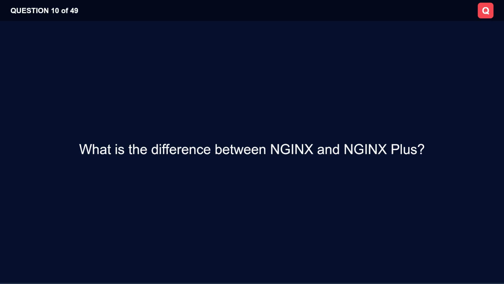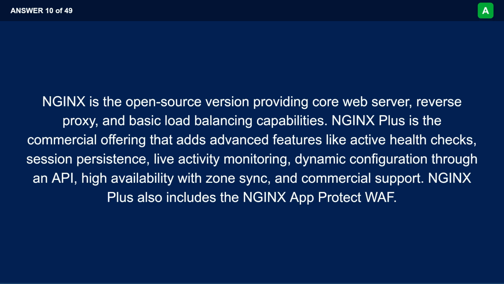What is the difference between NGINX and NGINX Plus? NGINX is the open-source version providing core web server, reverse proxy, and basic load balancing capabilities. NGINX Plus is the commercial offering that adds advanced features like active health checks, session persistence, live activity monitoring, dynamic configuration through an API, high availability with zone sync, and commercial support. NGINX Plus also includes the NGINX App Protect WAF.